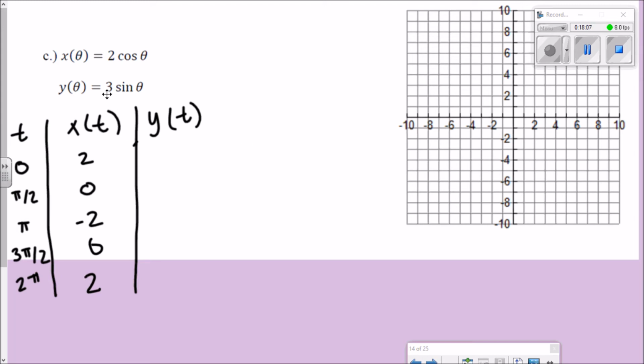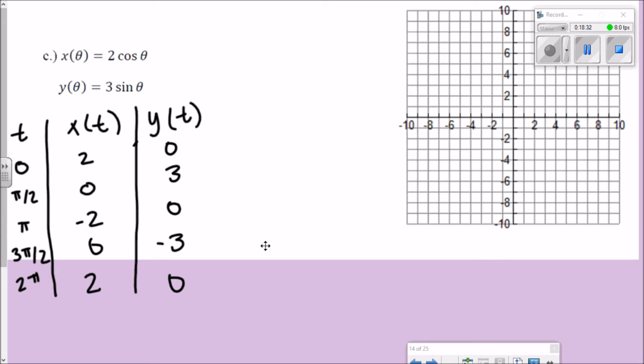The y value is 3 times sine. When I plug 0 in to sine, I get 0, so 3 times 0 is 0. Pi over 2 gave me sine 1, so 3 times 1 is 3. Pi makes sine 0, so 3 times 0 is 0. 3 pi over 2 makes sine negative 1, so 3 times negative 1 is negative 3. And then 2 pi, again, will make it 0.